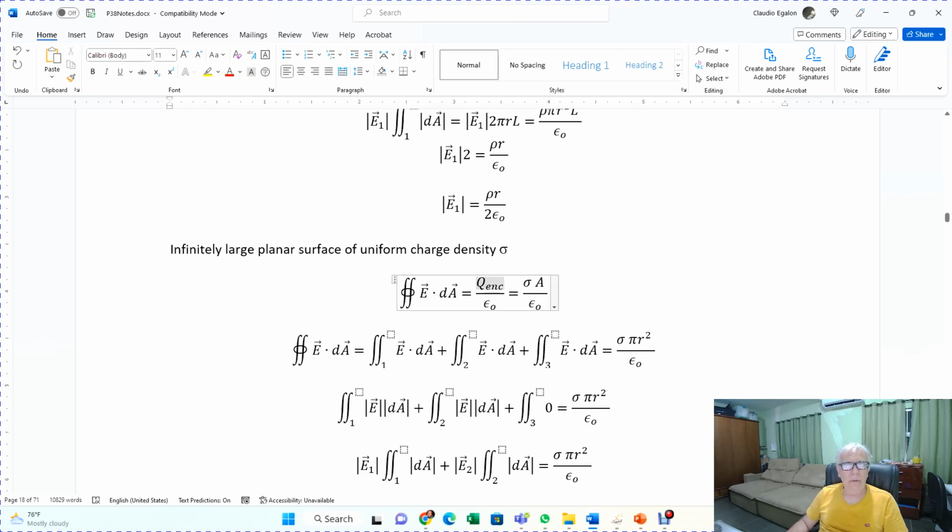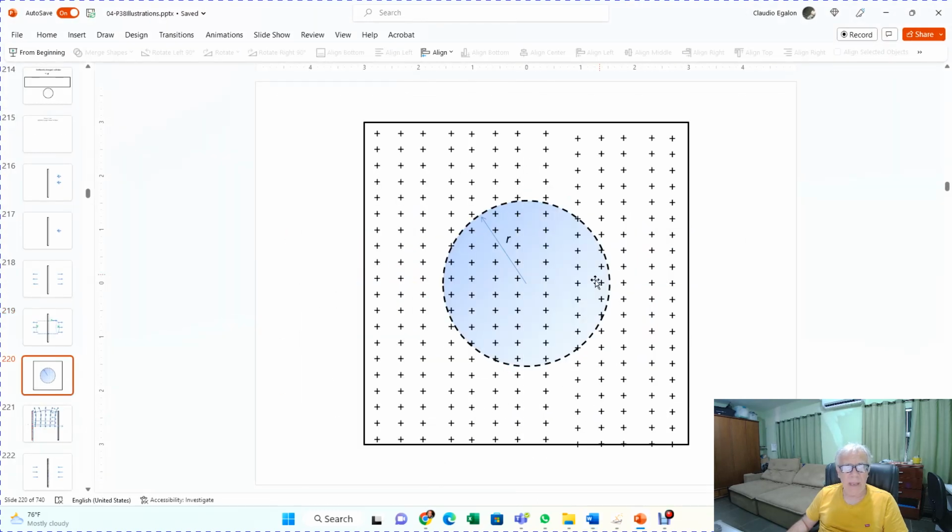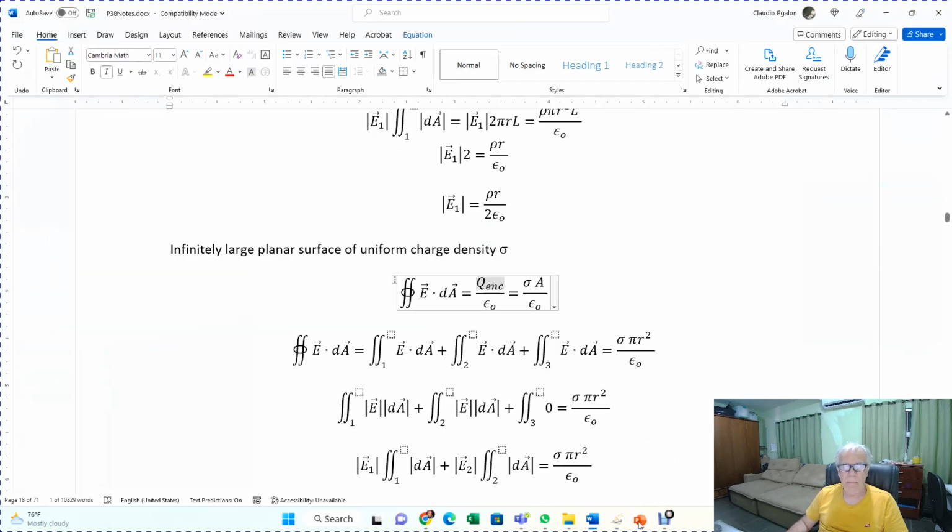The Q enclosed in this term is going to be sigma, which is uniform charge density, times the area of the Gaussian surface. The area of the Gaussian surface that I'm talking about is this area right here, pi r squared. So the integral can be broken down into three open surfaces. The area is pi lowercase r squared.